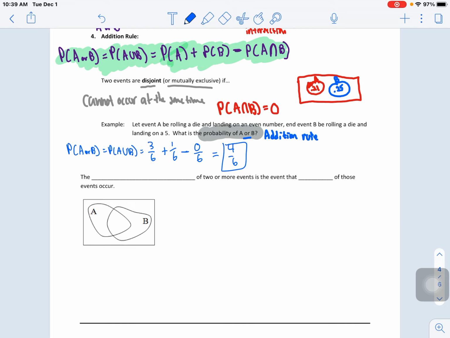So we just used the addition rule. So the probability that I rolled a die and it was an even number or a 5, it's 4 out of 6.